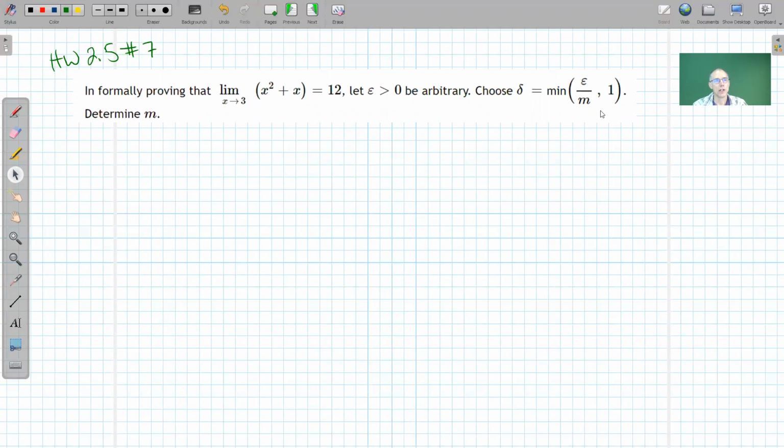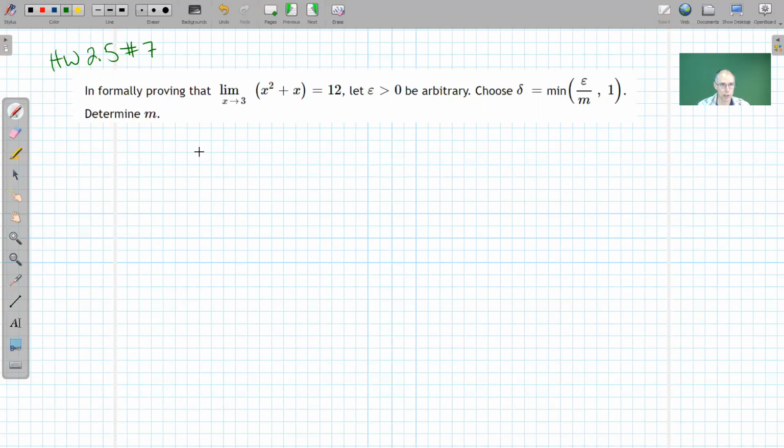So we have the limit as x approaches 3 of the function x squared plus x, and the limit is 12. Epsilon here is some arbitrary number greater than 0. Remember, epsilon is just some small change in y. We want to figure out what the corresponding change in x should be. So that's what the delta is. And here it says, okay, you're going to choose a delta that's the minimum of either epsilon over m or 1. And we've got to figure out what m is in this situation.